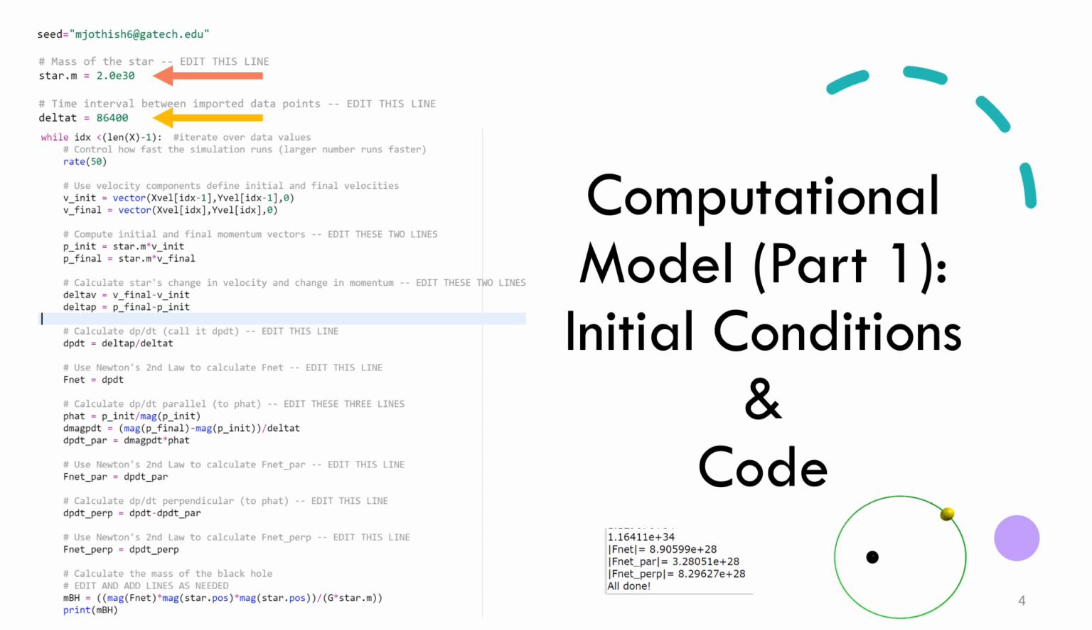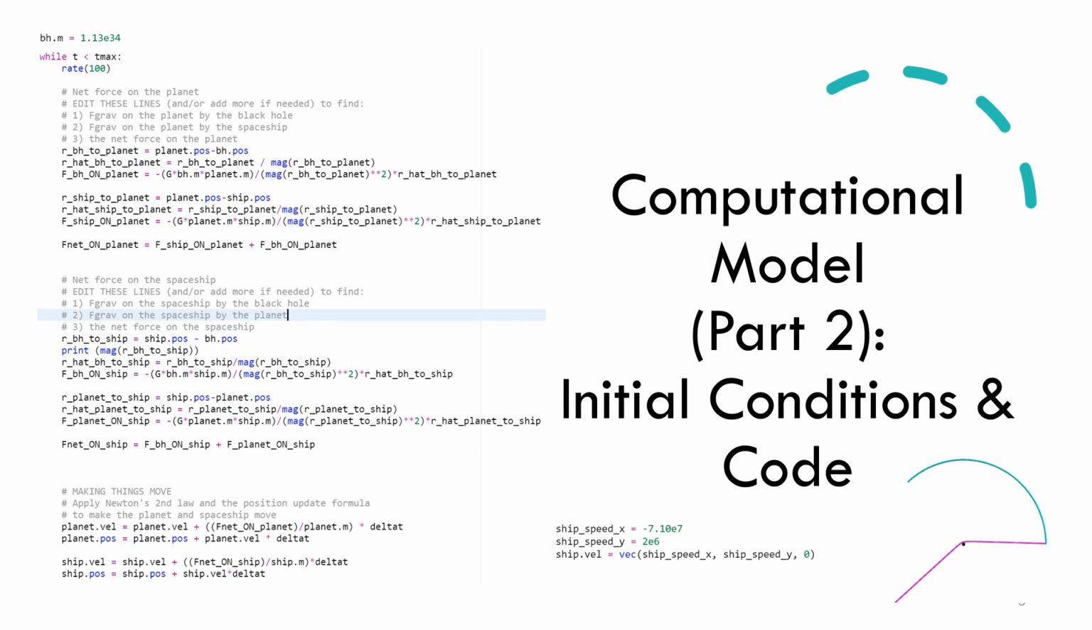Now down here, we calculate the net force using the momentum principle. Then we find the individual parallel and perpendicular components of the net force. Last, we calculate the mass of the black hole by using the universal law of gravitation. Using Excel to calculate the average mass of the black hole, I got 1.13 times 10 to the 34th kilograms to be the mass.